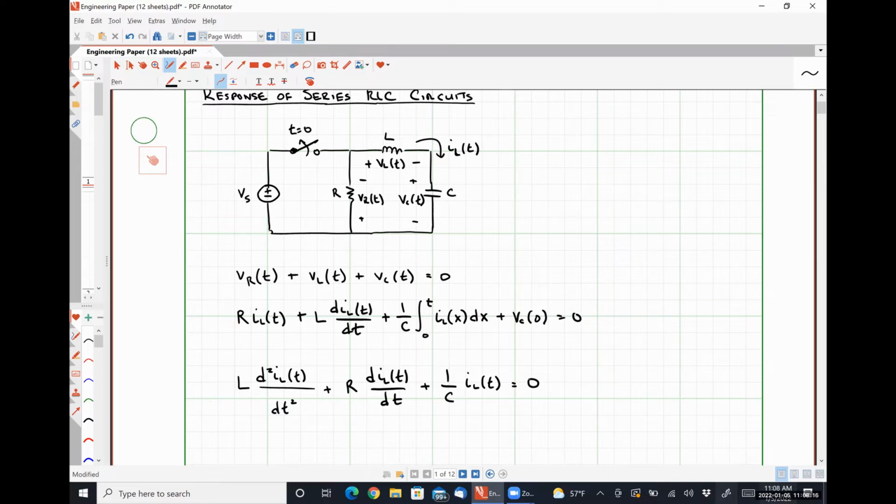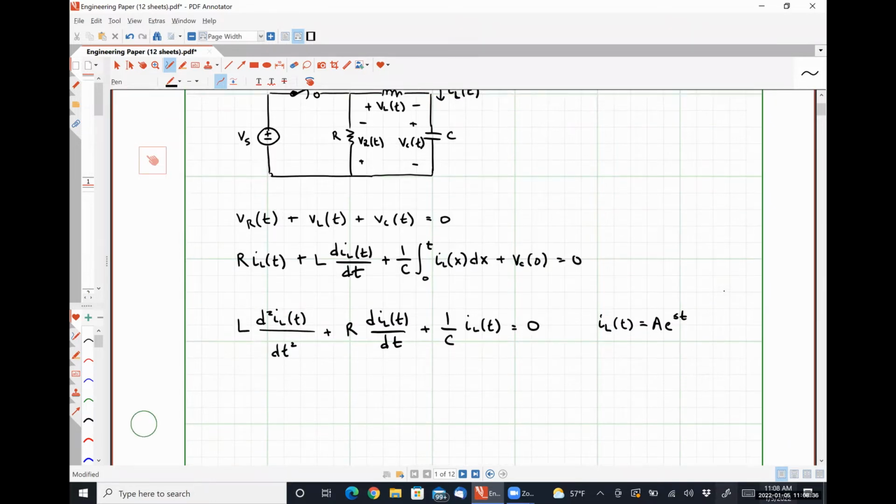And we're going to use effectively the exact same guess value, that the correct response of this is going to be of the form of an exponential function, right? So if IL of t is of the form A e to the st. Actually, let me do one more thing here before we make this substitution. I'm going to divide everything through by L so that the coefficient of my second derivative term is 1. So that's just going to take this L here and give me R over L here and 1 over LC there. Everybody okay with that?